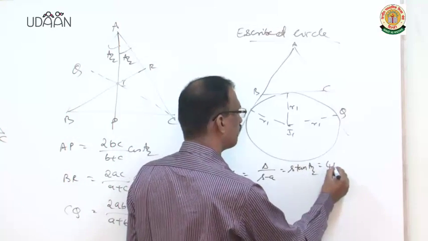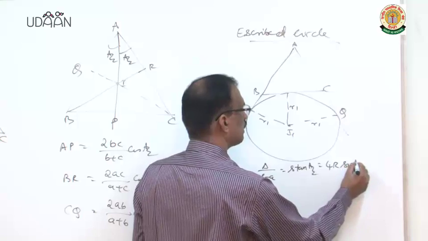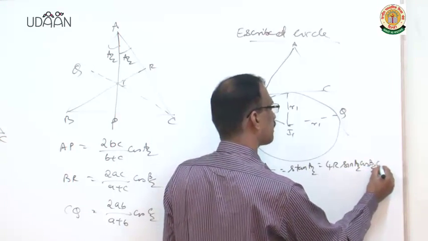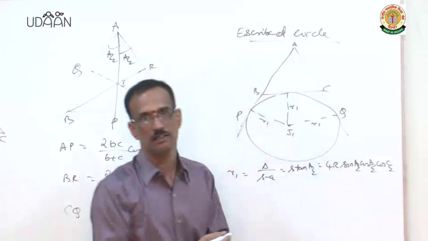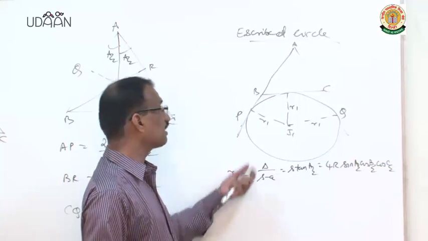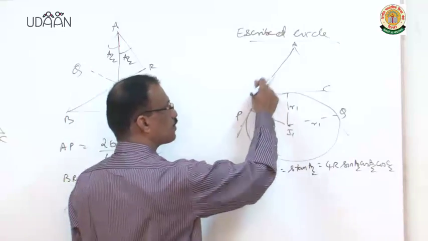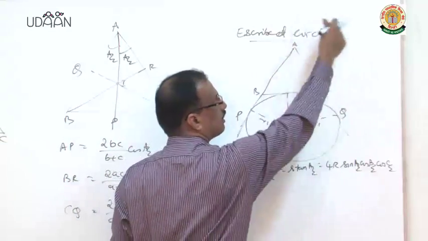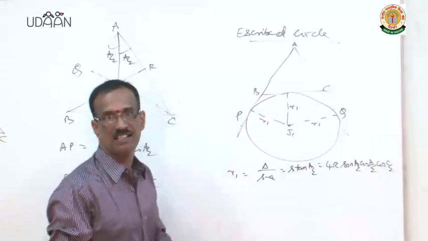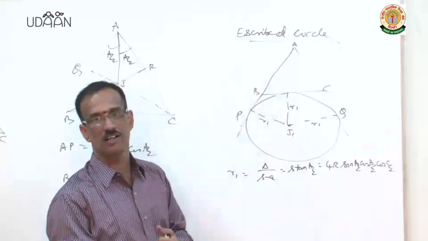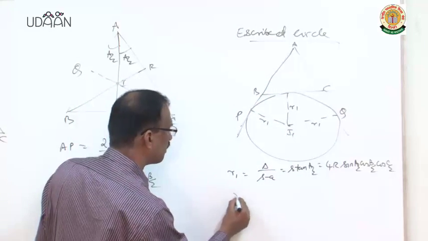R1 you get is 4R sin A by 2 cos B by 2 cos C by 2. This is your escribed circle opposite to angle A. And in a similar way, opposite to angle B, you can draw the circle that will be the escribed circle opposite to B. Similarly, opposite to C also we have it.